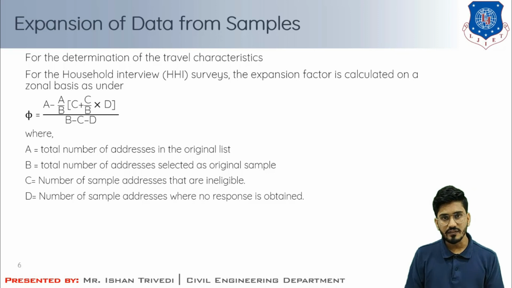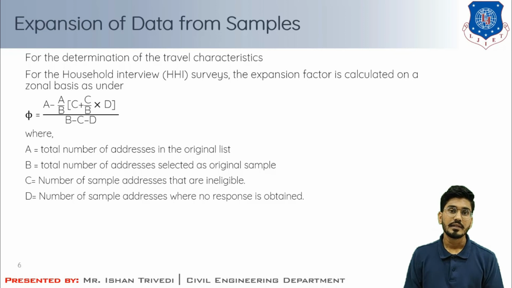Out of those 25 samples, some of the households are those where I didn't get enough data or any responses. So nearly I will get 20 samples out of 100 samples. So you have to find out the expansion factor. A similar expansion factor can be used for the commercial vehicle survey, but on an area-wise basis. So this is just a sample expansion factor for household interview survey.